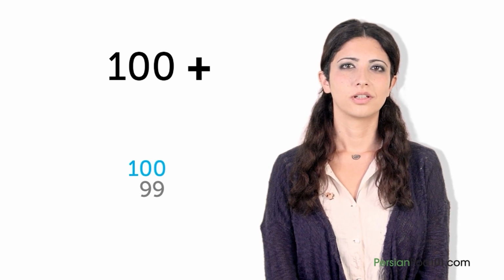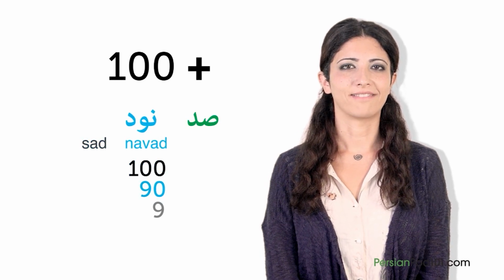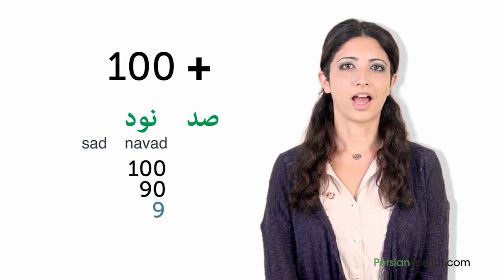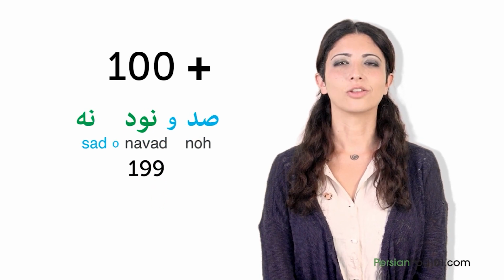100, sad, 90, navad, 9, no. So, 199. After only 2 lessons, you are now able to count to 199 in Persian.